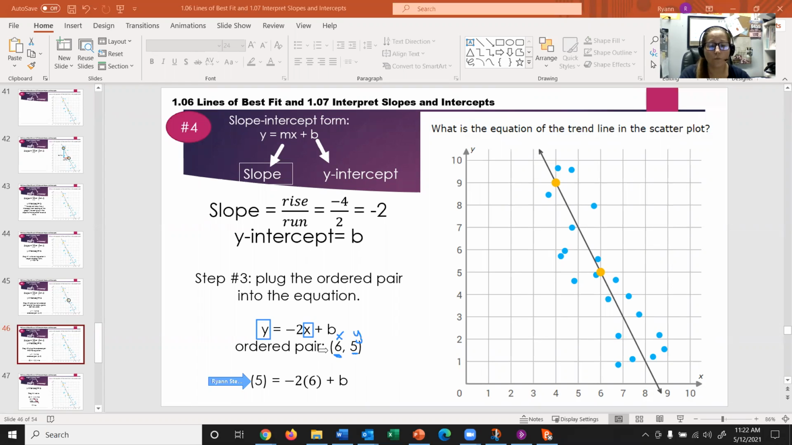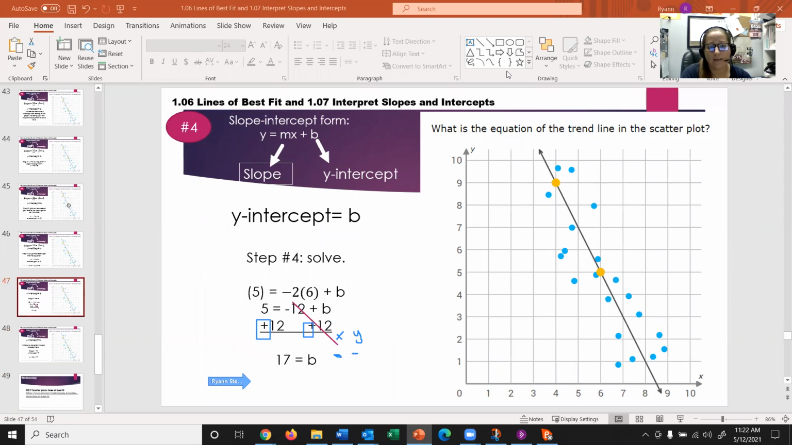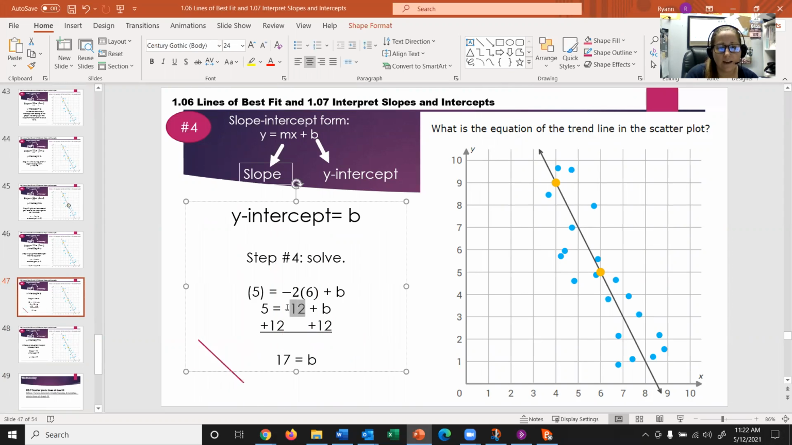We solve this because 5 is our Y. That's where we get 5 is equal to, and then -2 times 6 because it was -2 times X. And then our last step of solving for B is going to be to just solve what we have set up. So we've got 5 is equal to -2 times 6 plus B. We're going to solve -2 times 6 is equal to -12 right here. So now we have this equation, 5 is equal to -12 plus B.